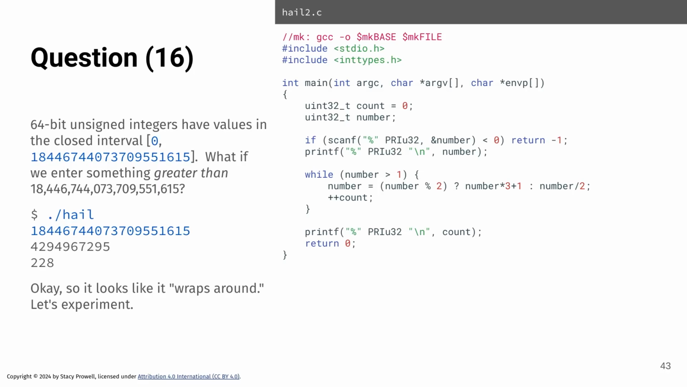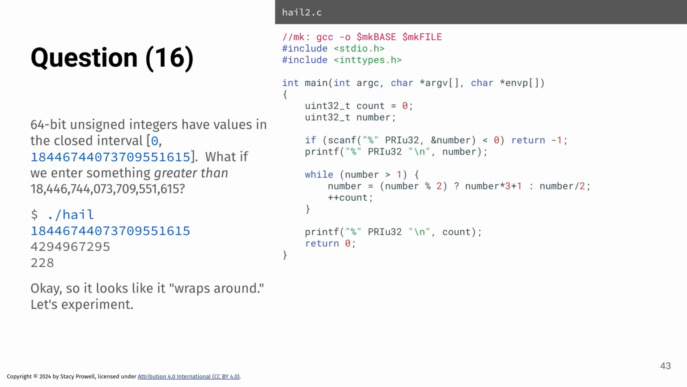What if we enter something greater than that? So let's try, just for fun, entering that limiting value. Let's enter that specific limiting value and see what we get back. What we get back is 64 ones, all ones. What we get back is the value that's all ones for 32 bits, and that seems right.